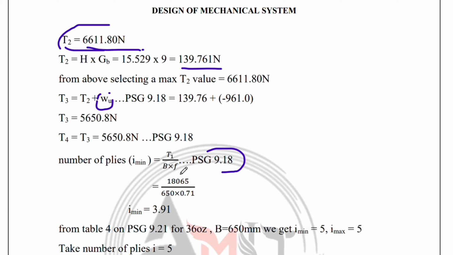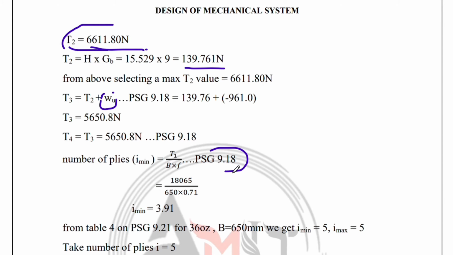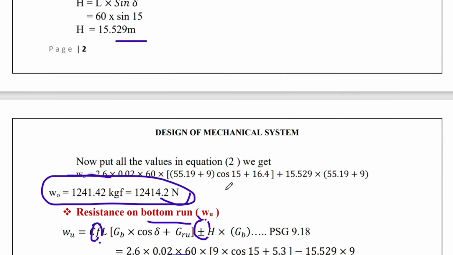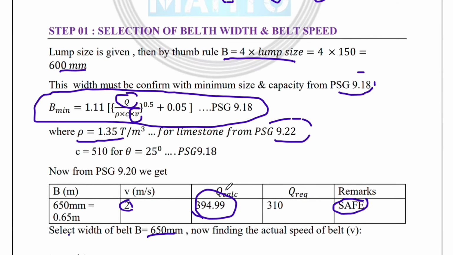As you go to this page number, there is one table which is the density of material conveyed. We have taken the density value in step number 1. Density we took 1.35. So for this value, see the range where it comes. It comes between 1.25 and 1.75 on data book page number 9.21. Below that, there is a designation of belt fabric, OZ.